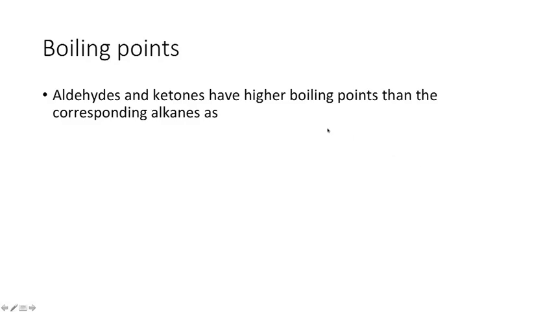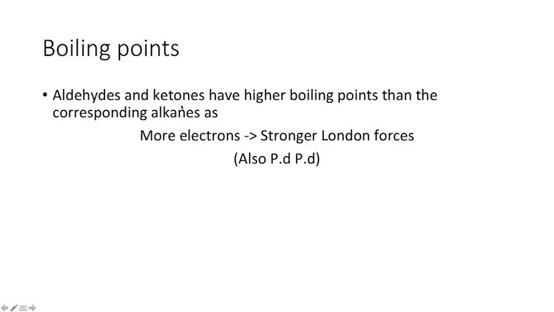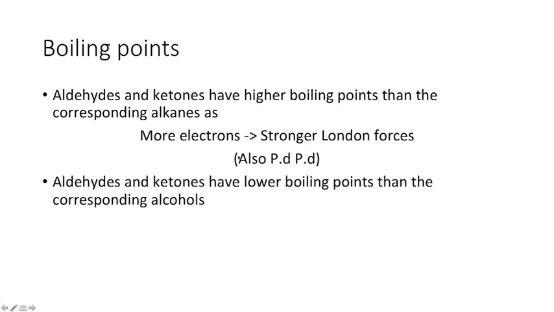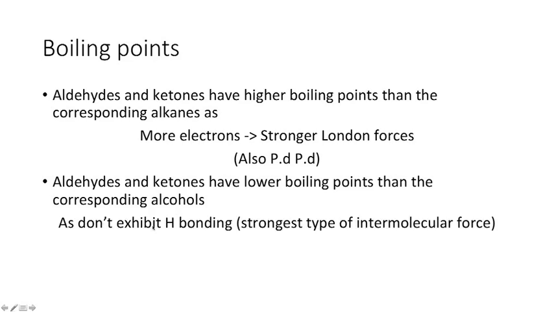Boiling points. So aldehydes and ketones have higher boiling points than the corresponding alkanes, and this is because they have more electrons, so they have stronger London forces, and then also permanent dipole. But in this situation, London is most important. They have lower boiling points than the corresponding alcohols, and this is because they don't exhibit hydrogen bonding, which is the strongest type of intermolecular force.